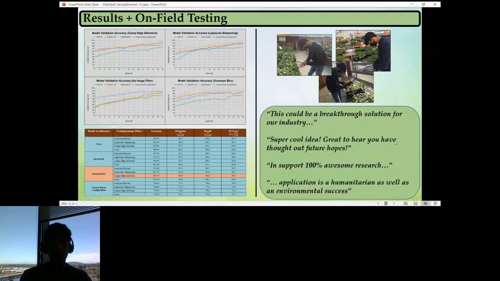As I said earlier, MobileNet v2 using the canny edge detection filter was chosen as the most optimal model for Plantify since it had the highest classification accuracy. After Plantify AI's model was integrated with the application and the application was designed and ready, real-time testing was conducted at 5 local botanical gardens, and it performed extremely well in real time.